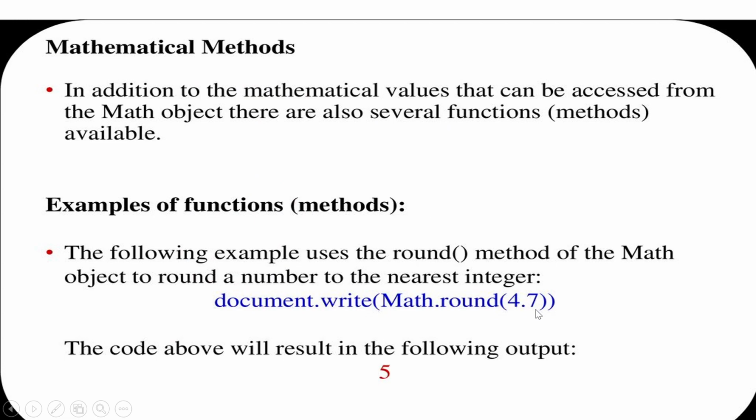So for 4.7, it will give 5 as the output, because the rounded value of 4.7 is 5. The round function will round up the decimal values, and it will print 5 as the output. See here, we got 5 as the output.